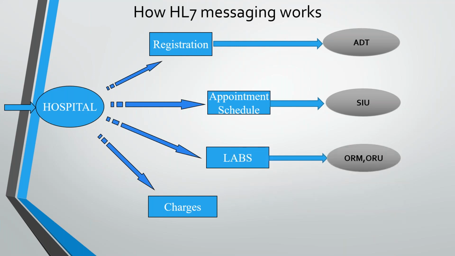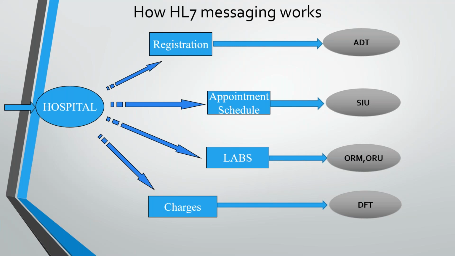Then we have labs, which are indicated with the help of ORM and ORU. And then we have charges, which are indicated with the help of DFT. ORM is nothing but observation request message, and ORU is nothing but observation result unsolicited. Then we have DFT, which is detailed financial transaction.